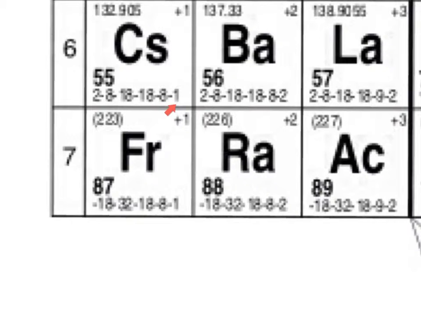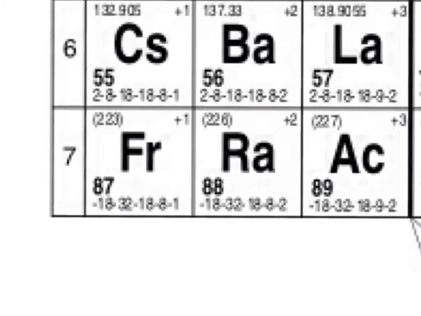That little 1 right there has 1, 2, 3, 4, 5 rings between it and the protons, which are over here. So because there are 5 rings there, somebody can easily snatch that 1 electron away, making it a very reactive atom. Same thing with francium.